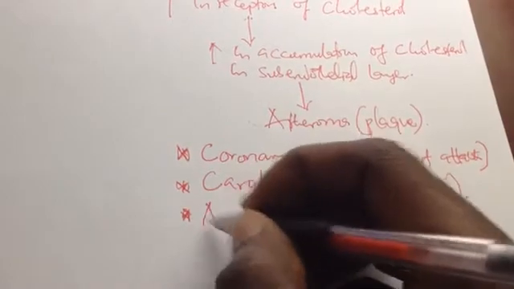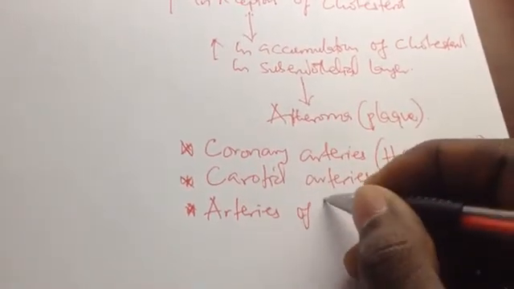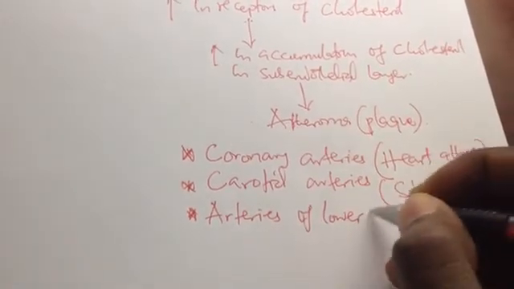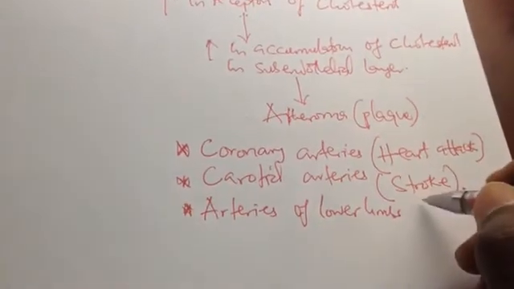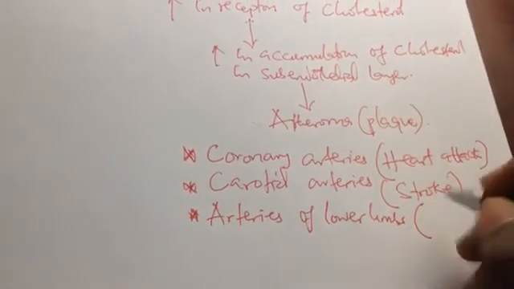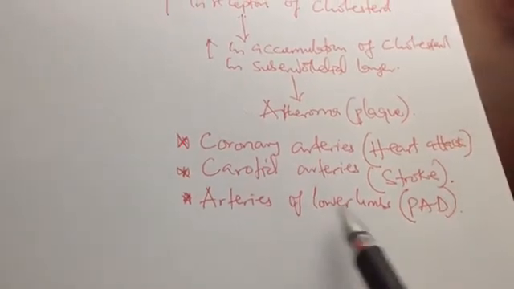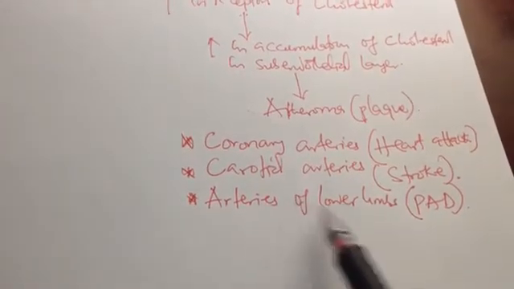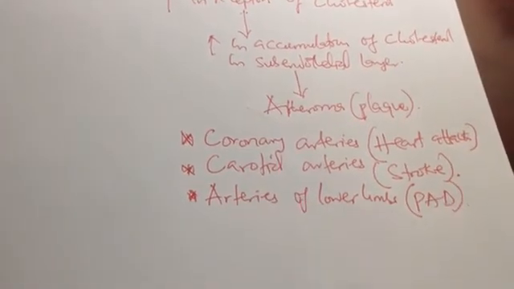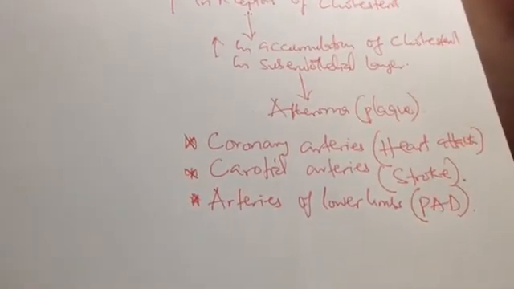Then even the arteries of the limbs, that's the peripheral arteries, especially of the lower limbs, can also get this atheroma, leading to the development of peripheral artery disease. In this patient, you will see them having a kind of lower limb muscle pain due to exercise, that is relieved by rest.